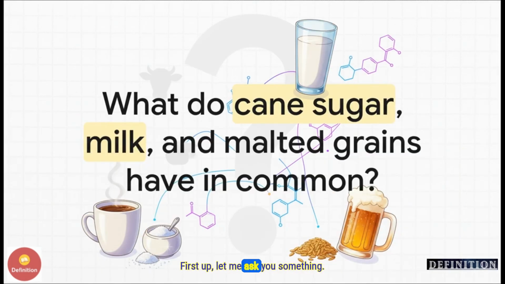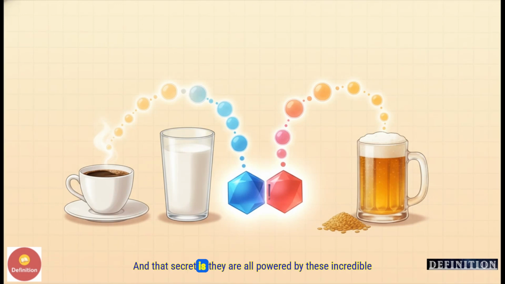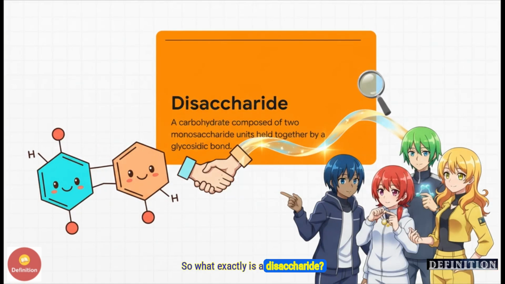First up, let me ask you something. What did the sugar you put in your coffee, a glass of milk, and even the malted grains used to make beer, what could they possibly have in common? I mean, they seem totally different, right? But on a chemical level, they all share a really important secret. And that secret is, they're all powered by these incredible molecular pairs called disaccharides. That's the scientific name for the sugars that give these foods their sweetness and, more importantly, give us a burst of energy.